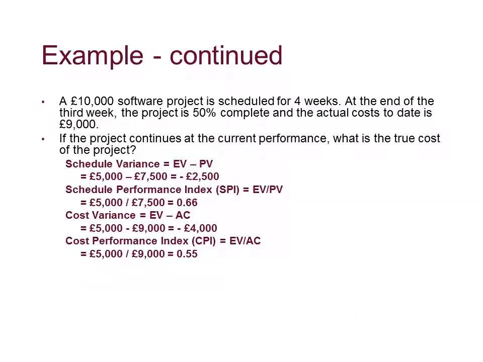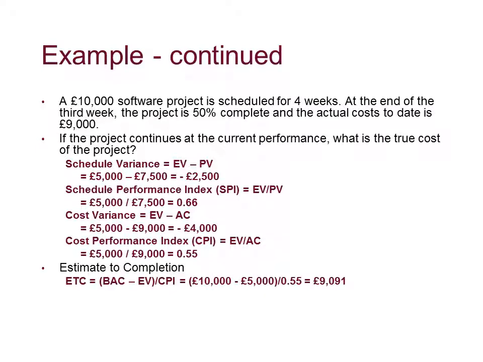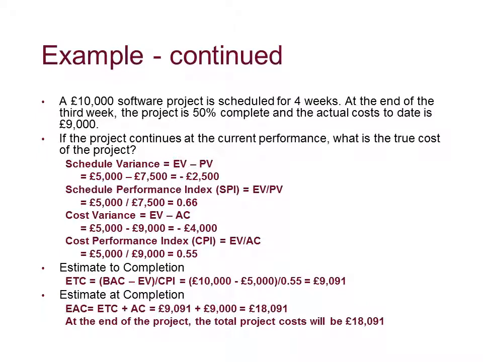Let's put that into our example. So there's the figures we have already. The estimate to complete is budgeted at completion, which was £10,000, that's what we plan to spend, minus earned value, £5,000, divided by our cost performance index, 0.55, is £9,091. So we expect to spend a further £9,091 to get this project completed. Add that to the actual cost so far. We know we spent £9,000 so far. Gives us a figure of £18,091.